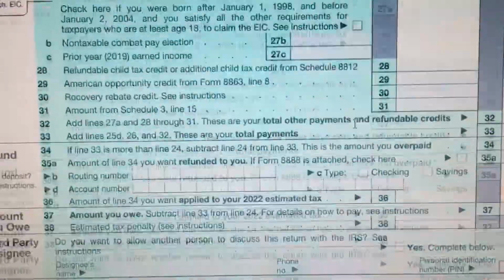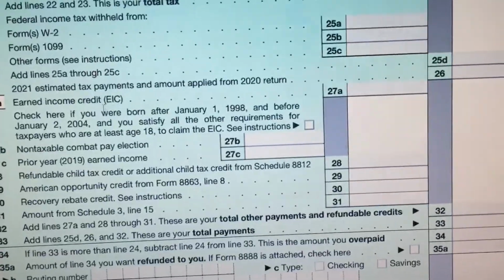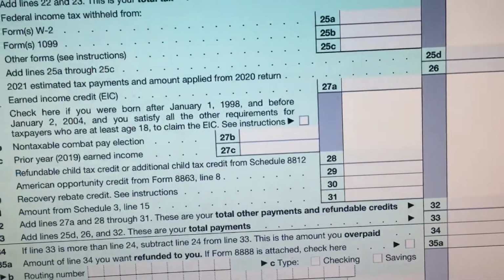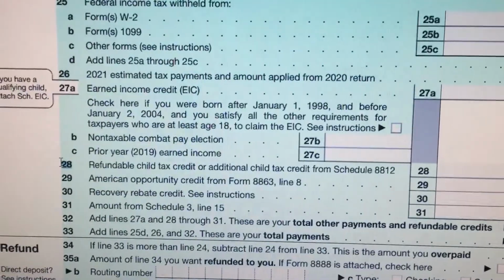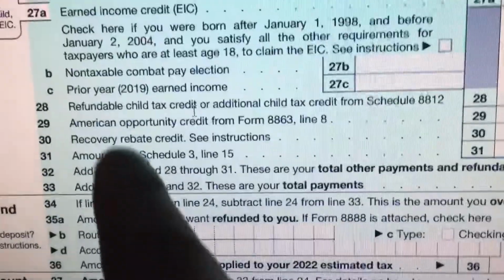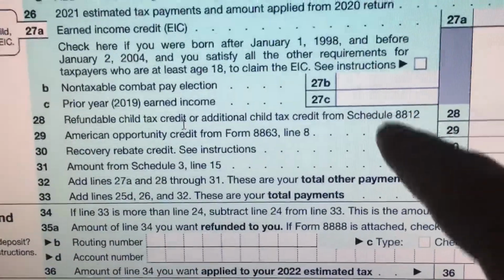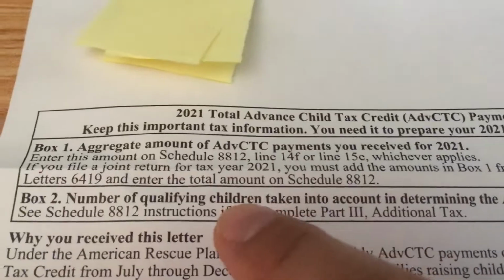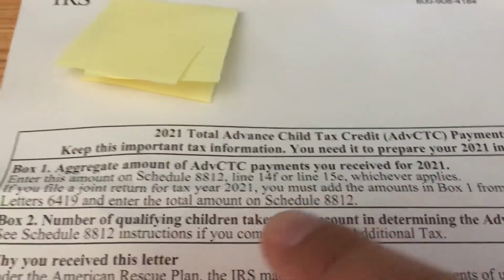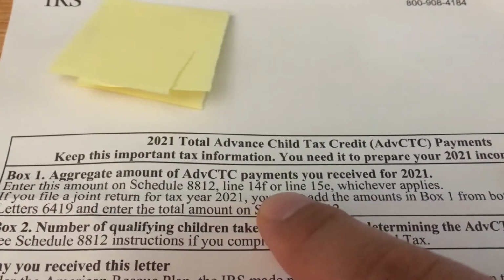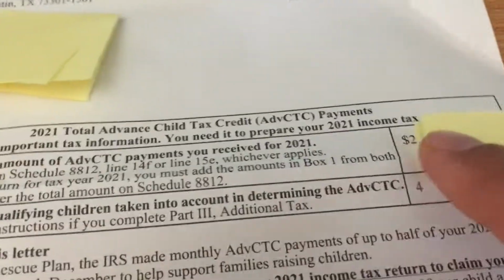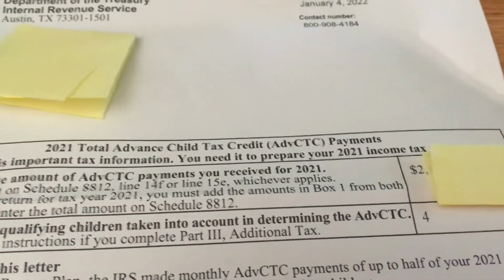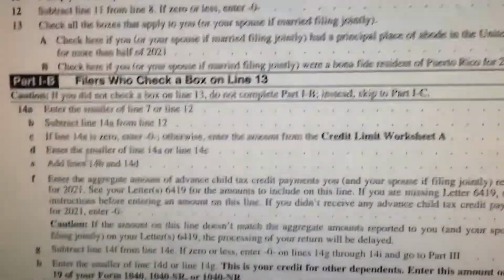But let's go back to the refundable one. So line 28 over here is the one that I'm concerned with. So you have to go to Schedule 8812 and enter this. It says on the form that you'll have to enter it on either line 14F or line 15E, this amount that the advance paid us for the child tax credit. So 14F is over here.